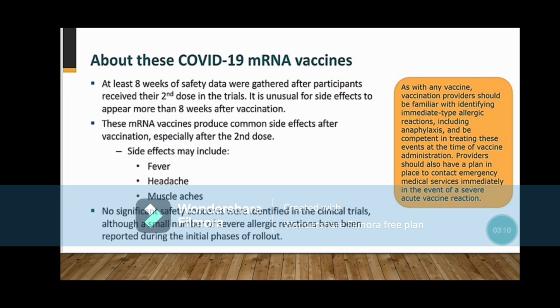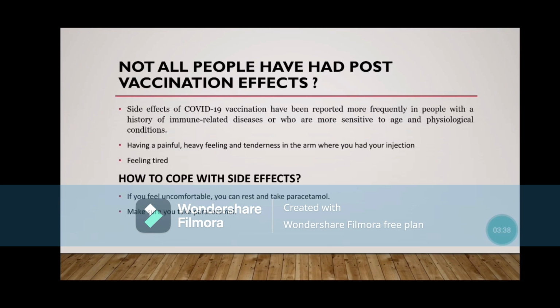Side effects were, as we have talked about earlier, fever, headache, muscle pains. No significant safety concerns were identified in the clinical trials, although several allergic reactions, including anaphylaxis, have been reported during the initial phases of rollout. So these were the side effects, that people got allergic reactions, some even started vomiting. All these were related to the side effects of getting vaccinated against COVID-19. Not all people have had post-vaccination effects, as we talked about in the survey, that 42.8% were people who got no side effects after vaccination.